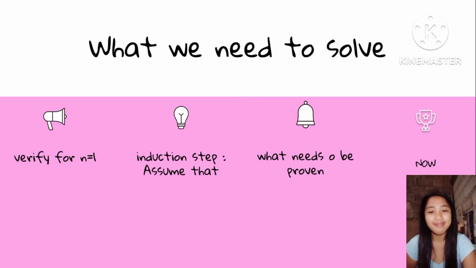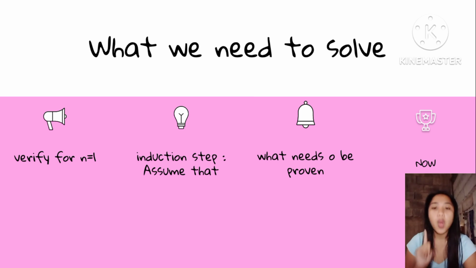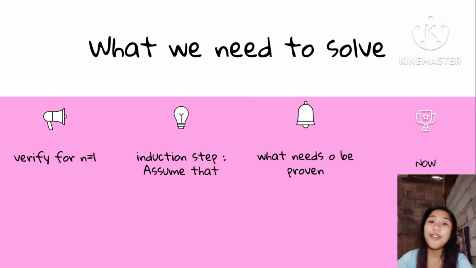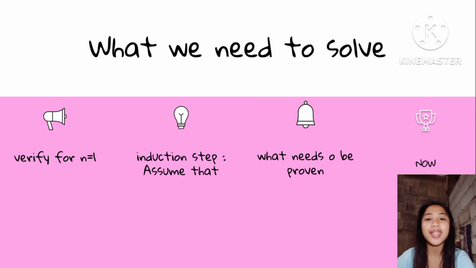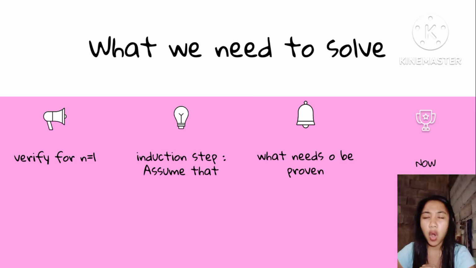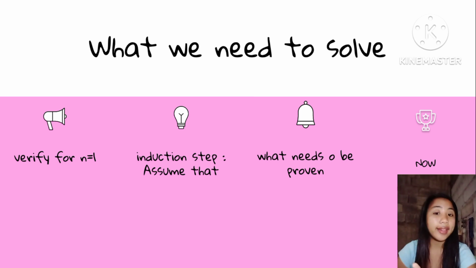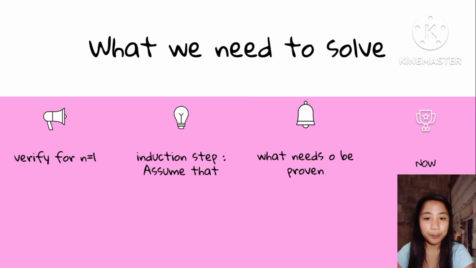So, what are those? First is the basis, wherein we need to verify that n is equal to 1. After you prove that n is really equal to 1, what you need to do is the second step. What is the second step? We can also call it the induction step, wherein you need to assume that n is equal to k.